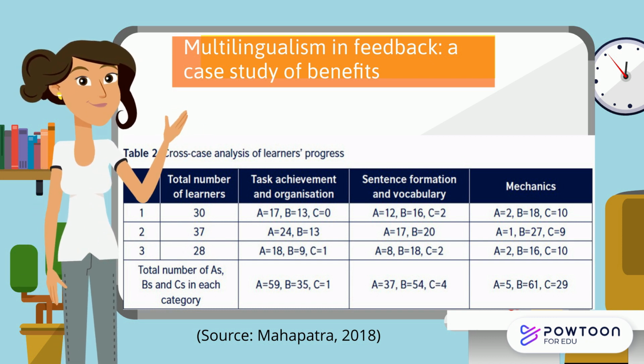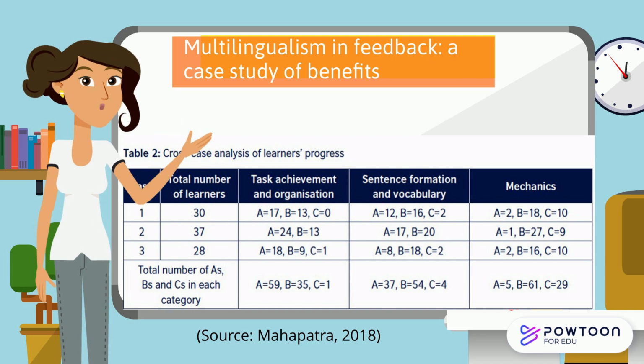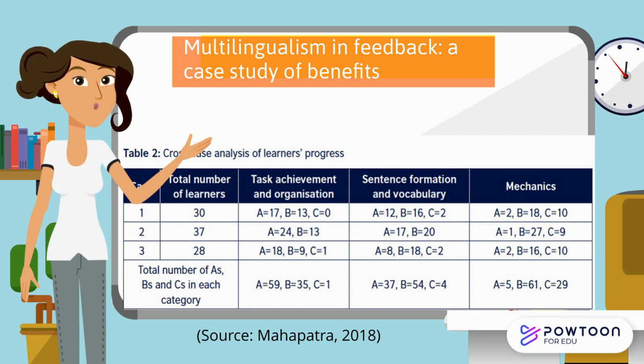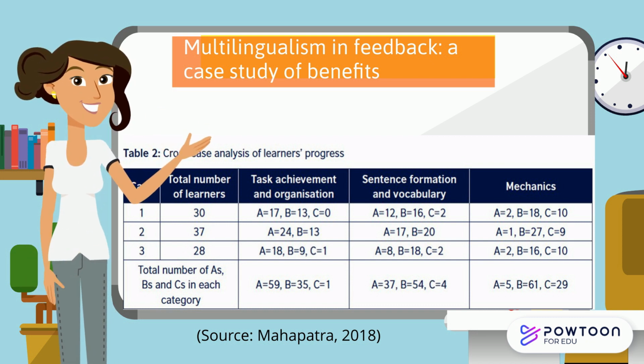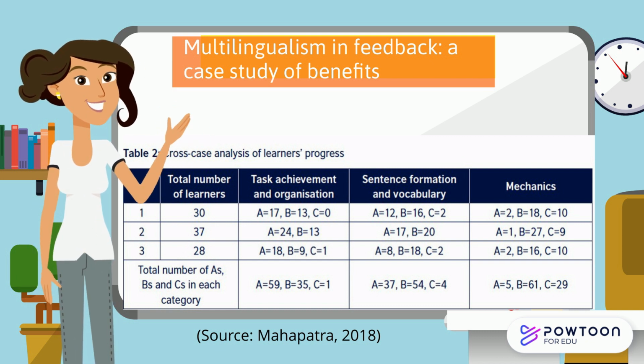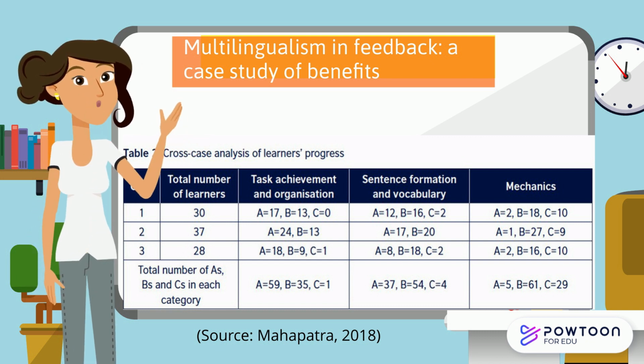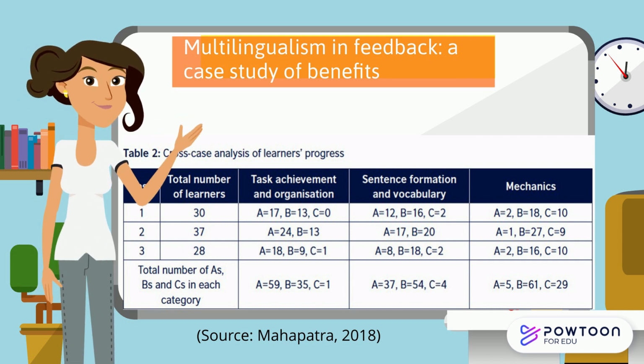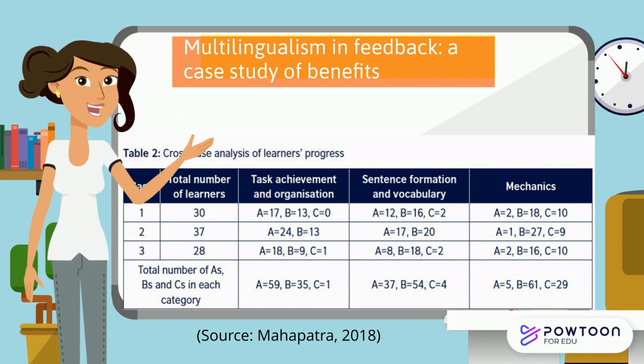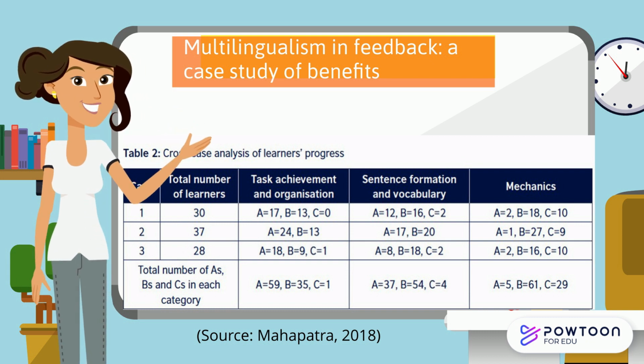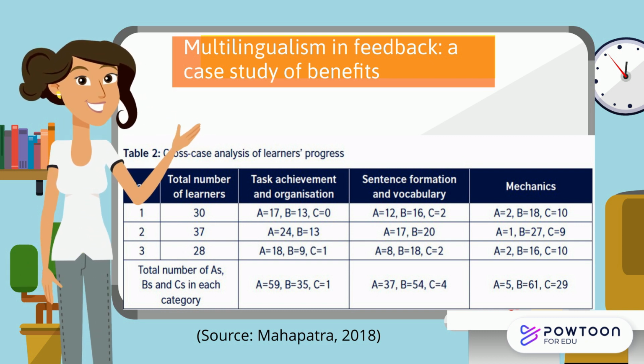The bilingual rubric is seen as having the least benefit for mechanics, but leading to visible progress in sentence formation and vocabulary, and especially in the task achievement and organization. The study found that students who received feedback in both languages had a better performance than those who only received feedback in one language.